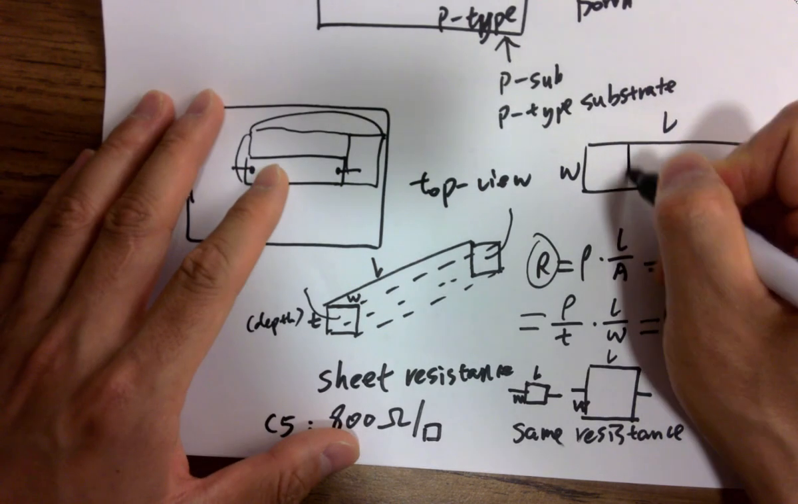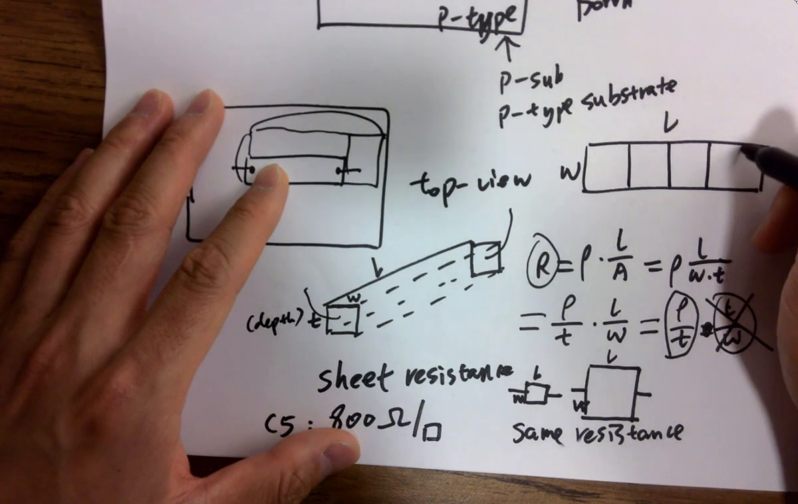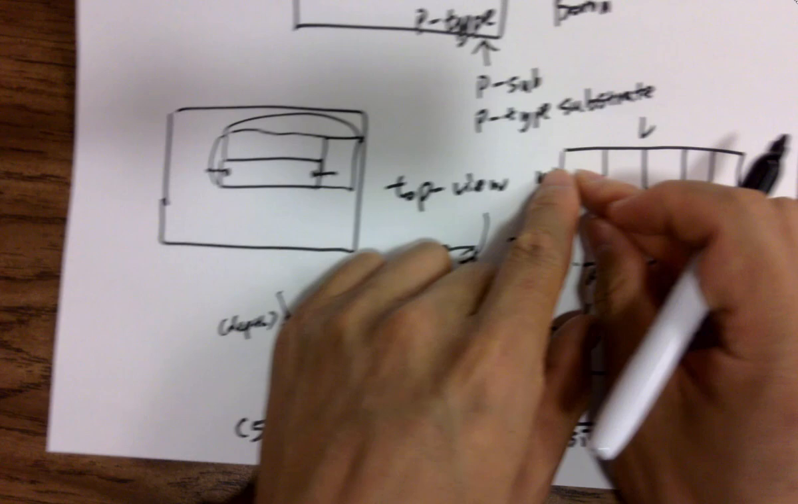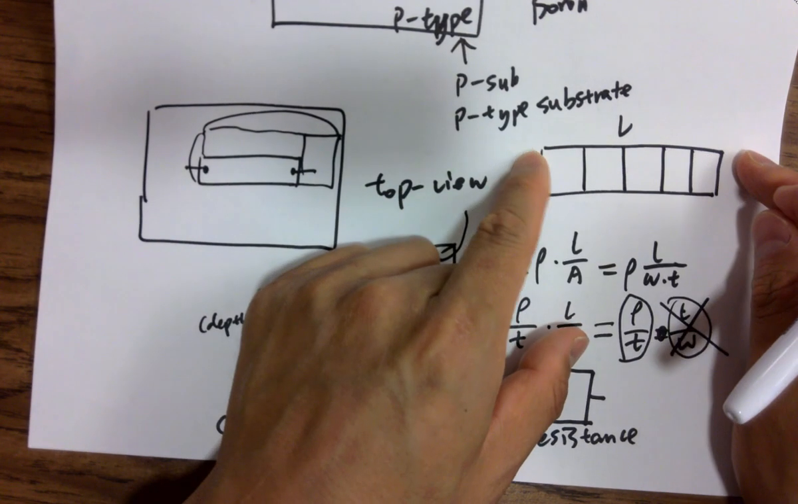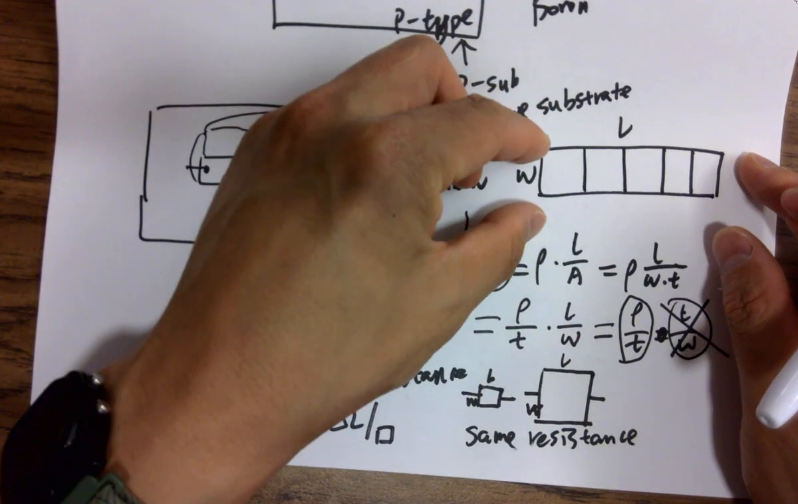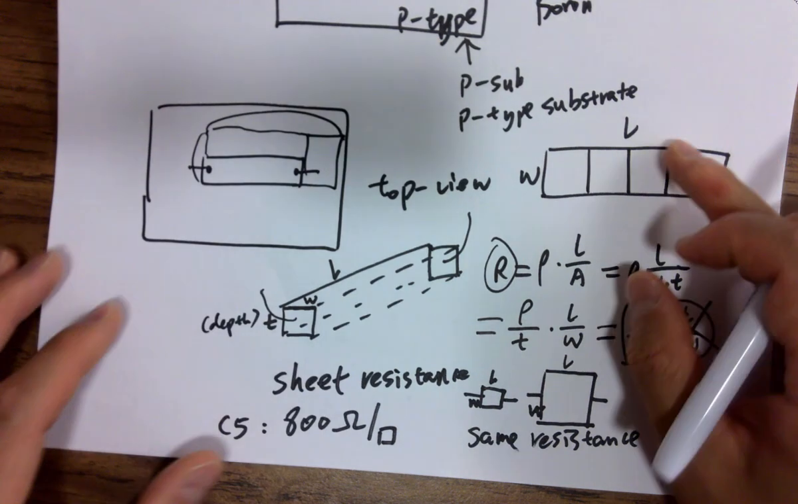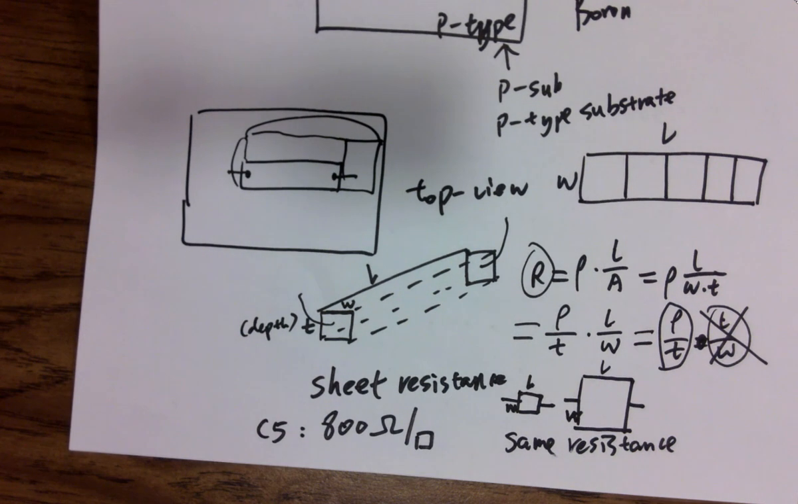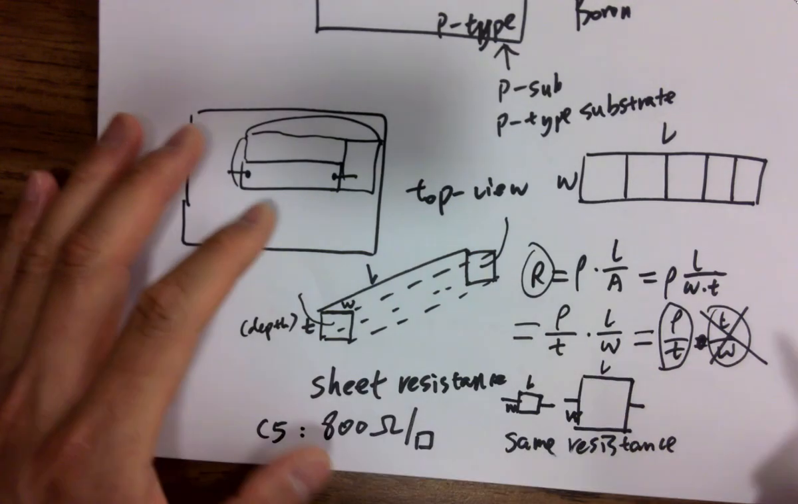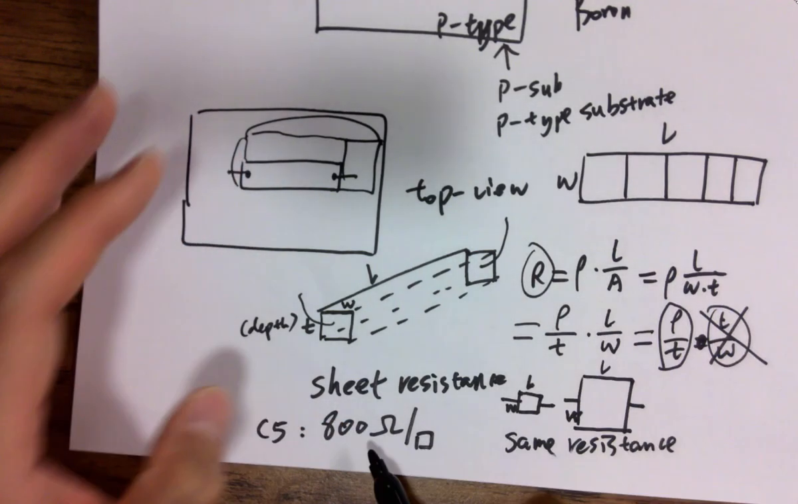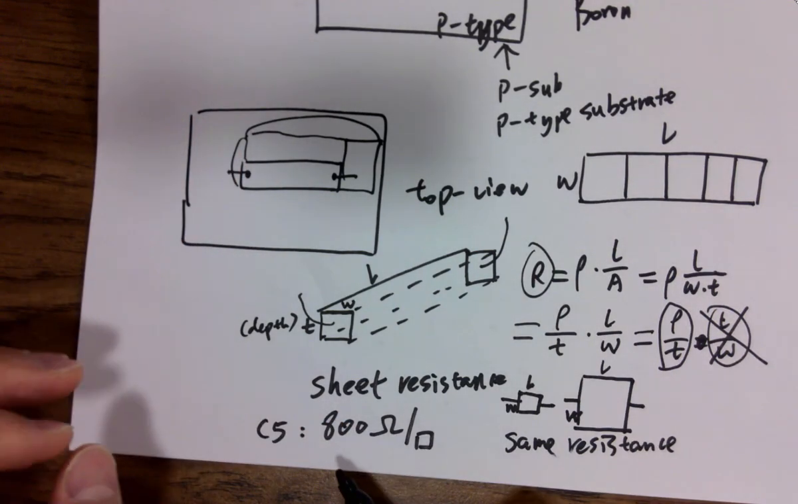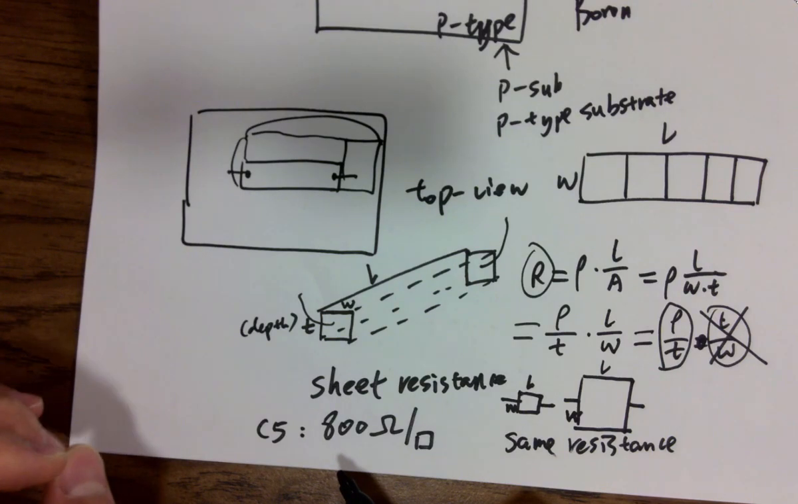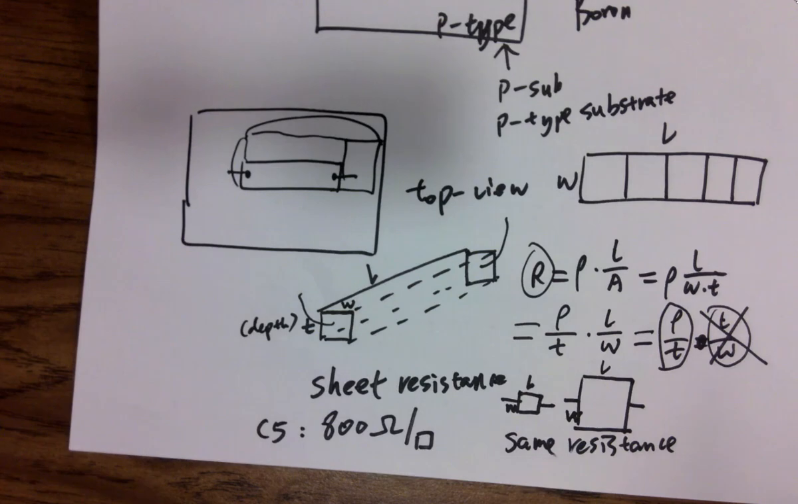So even though you don't divide them into squares, you directly draw a length. You draw a length and also define the width. And eventually the length divided by the width will be how many squares you have. And then you multiply by the sheet resistance, and eventually you get the resistance of the unwell. That's how you design a resistor with the unwell. Okay.